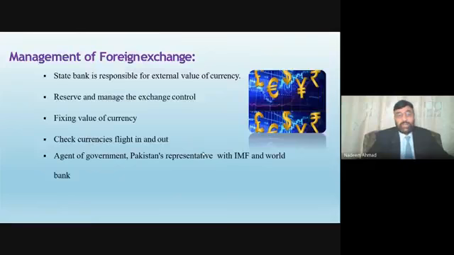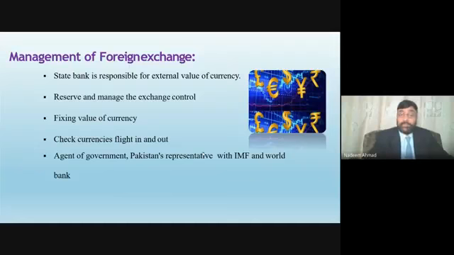Management of foreign exchange and how it deals with that. State Bank is responsible for the external value of the currency. Now, if the dollar is getting to 160 or 165 or whatsoever, only the State Bank is responsible for that external value. If it is going to be devalued, State Bank is responsible. Reserve and manage the exchange control. Yes, this is also the job of the State Bank. Then fixing the value of the currency.